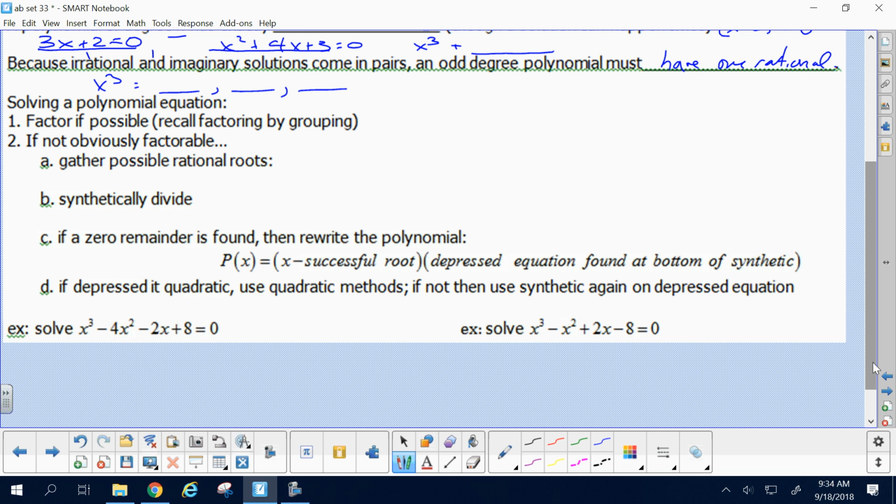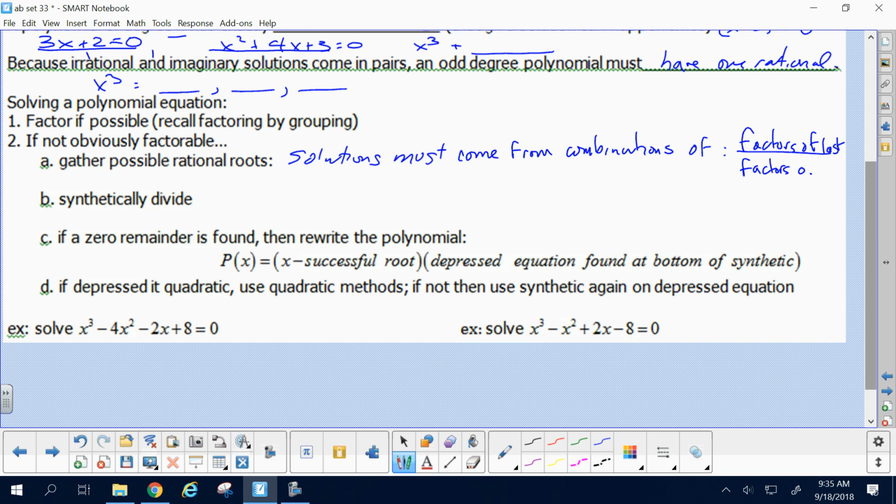Now, would you please write the rational roots theorem? Solutions must be, or must come from, combinations of factors of the last number in the polynomial divided by factors of the first.